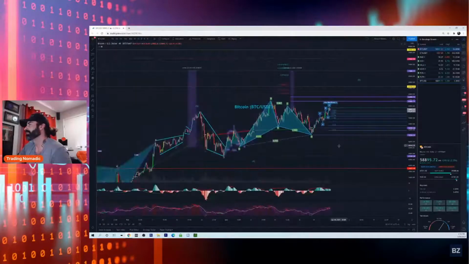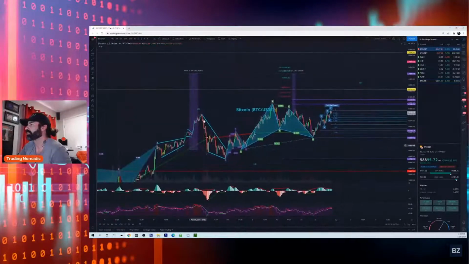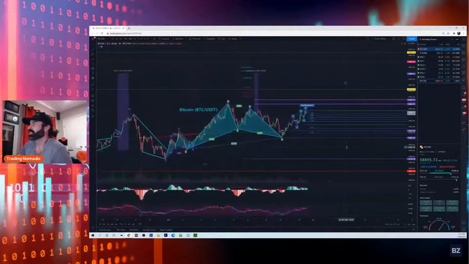I've made some targets here. I think eventually, whether it's a straight shot to it, or we cool off a little bit, come down, maybe retest some of these highs we've had previously as we came down on this harmonic trend.